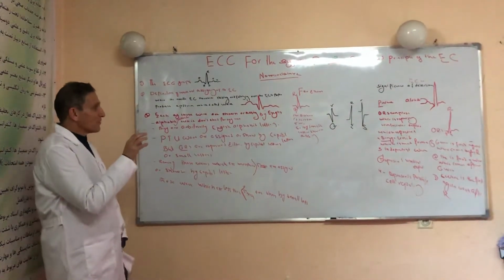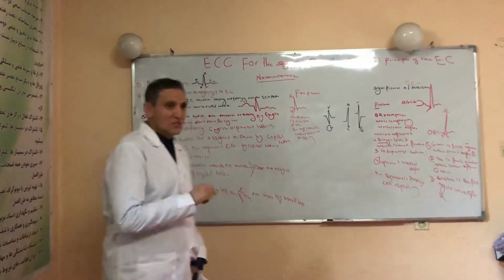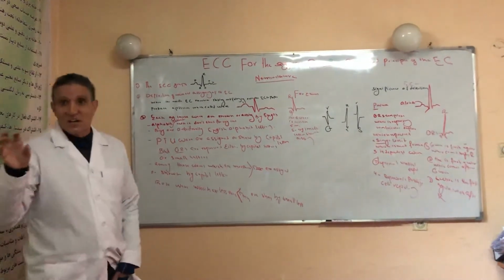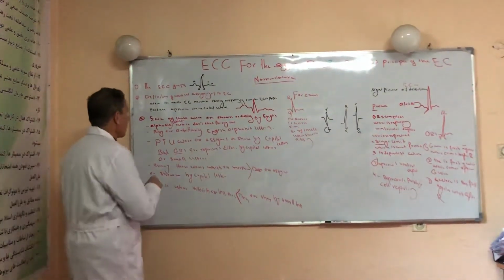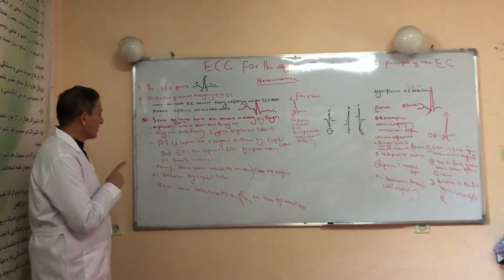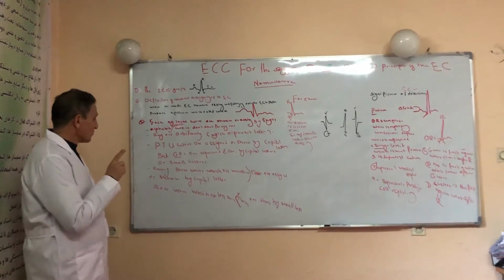And we have two types of letters. P, T, and U are constantly represented by capital letters, while the QRS complex may be represented by capital letters or by small letters.